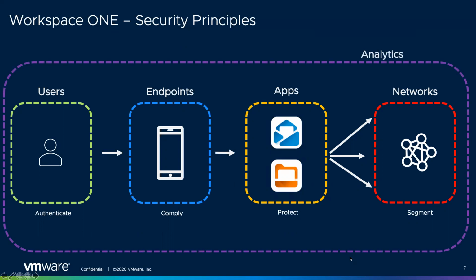And then finally on this slide, we also want to be able to wrap all this up. We want to collect all this data around users, around endpoints, around apps, and around the network. And we want to be able to do something meaningful with that data. We want to be able to use it to further secure the environment. We want to use it to do remediations of endpoints, perhaps, or we want to use that information to stop users from accessing applications if they're considered too high risk.